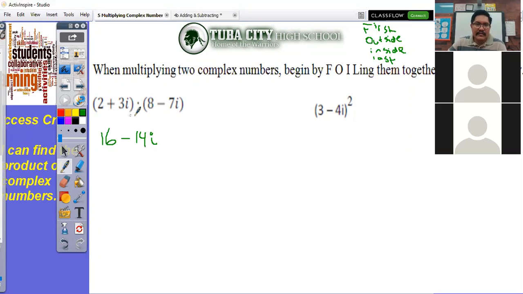Then inside numbers, 3i times 8. 3 times 8 is 24i, and they're both positive, so it's going to make a positive number, so plus 24i. And the fourth step is to multiply the last numbers, so 3 times negative 7. In this case I have a negative number, so put that negative there. 3 times 7 is 21. And i times i is i squared.